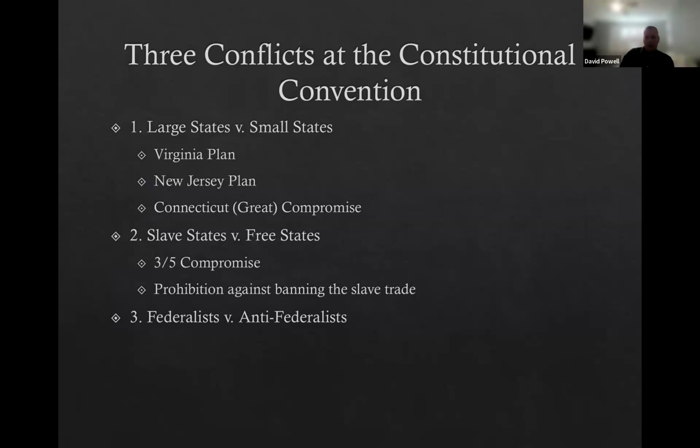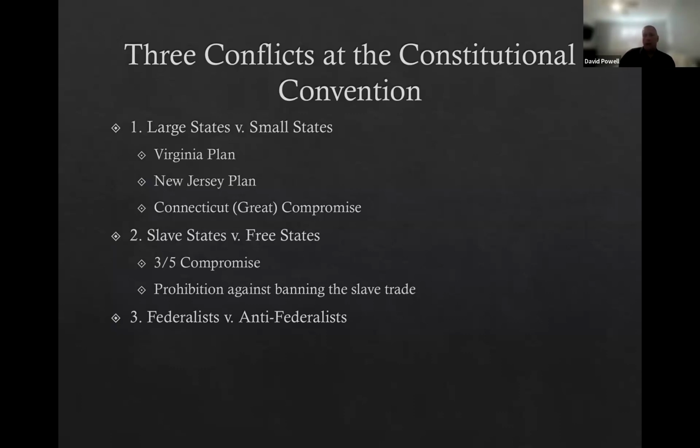And so, as we all know from our study of American government, the Great Compromise, the Connecticut Compromise, was to take the proportional representation from the Virginia plan and the equal representation from the New Jersey plan, the small state plan, and combine them together into a bicameral legislature, where you have a House of Representatives where people are elected based upon proportional representation, and then we have a Senate where each state gets 2 representatives irrespective of their size or their population. So that great bicameral legislature, that great compromise, was the way in which we dealt with that first conflict at the convention, the large state versus small state conflict.